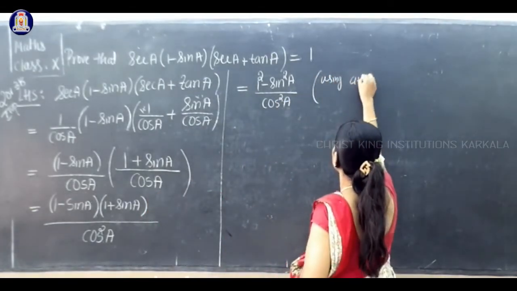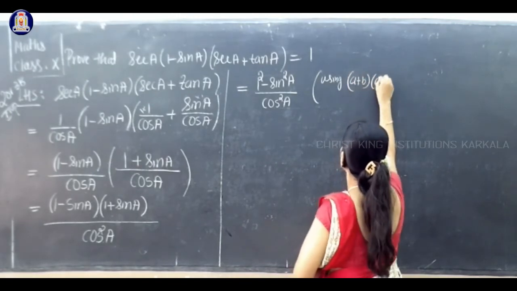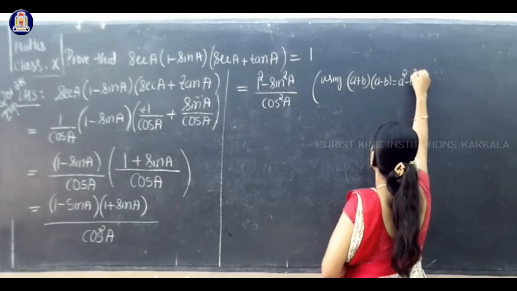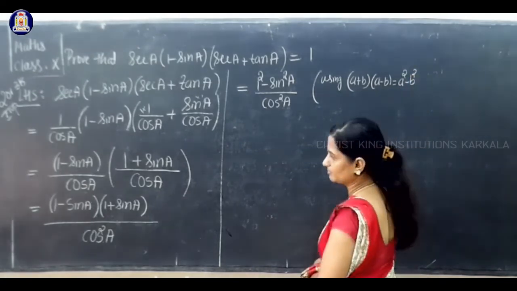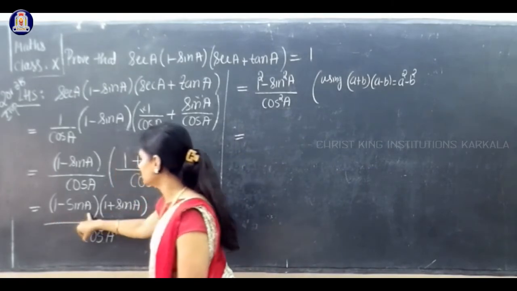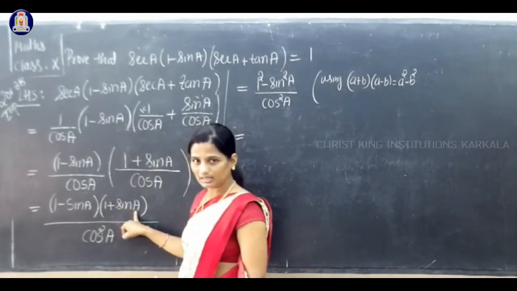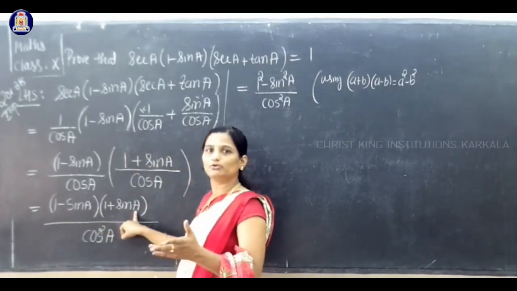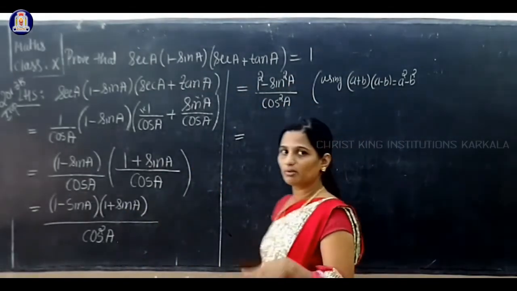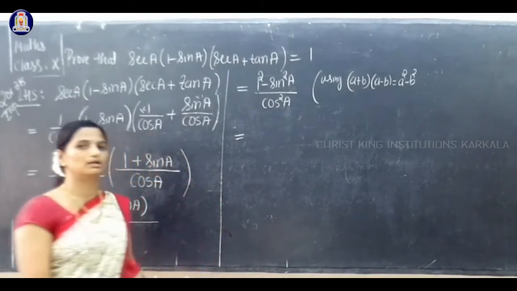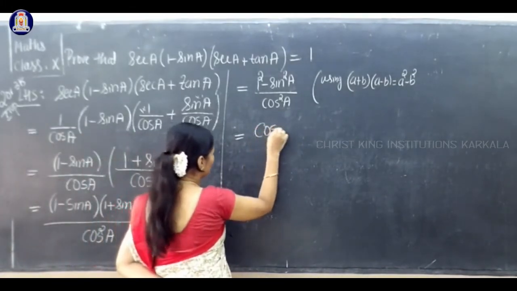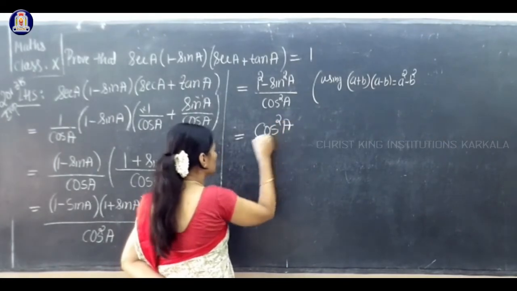Using (A plus B)(A minus B) equals a square minus b square, that is equal to (1 minus sin A)(1 plus sin A). That form is also repeated three to four times. Now 1 square minus sin square means what? That type is also repeated. 1 square minus sin square is the identity which is equal to cos square A.